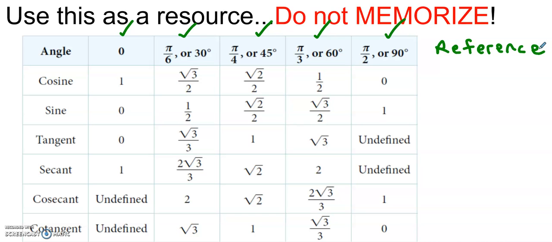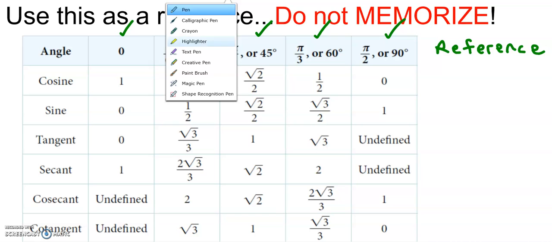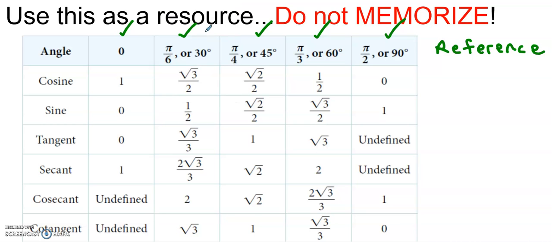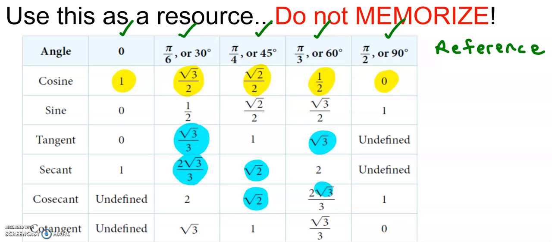So here is a chart that outlines all of these values we've talked about. You'll notice some common trends in here. We've talked about, obviously, 1. We've talked about the square root of 3 over 2, square root of 2 over 2, a half, and 0 a lot. And now once we start getting to some of these other values, we've seen root 3 over 3, the square root of 3. Some of these values start to repeat themselves as well.